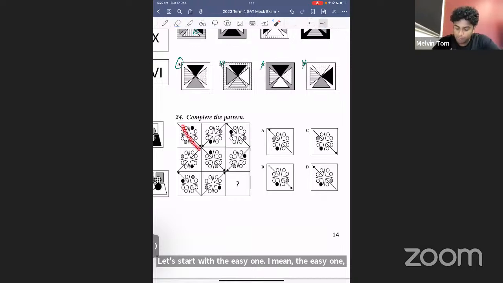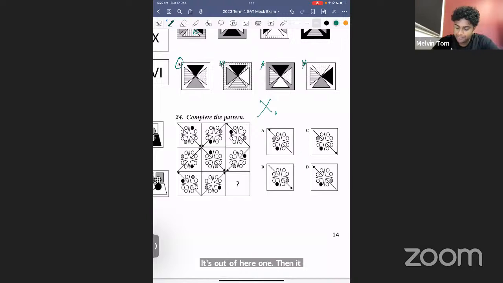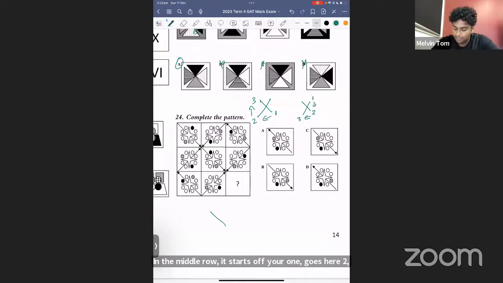Starting off with the arrow, let's see how the arrows move. It starts off here 1, then it goes here 2, and then it goes here 3. So it's going +1, +1. In the middle row, it starts off here 1, goes here 2, goes here 3, +1, +1. And in the bottom row, it starts off here 1, it goes here 2, and then it should go here 3, facing the bottom right.